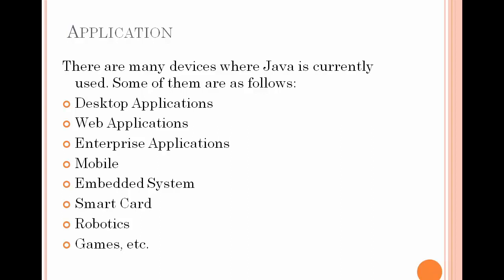According to Sun Microsystems, 3 billion devices run Java programming. There are many devices where Java is currently used. Some of them are desktop applications. The desktop applications we use, like media player, antivirus software, and Acrobat Reader, are developed using the Java language.